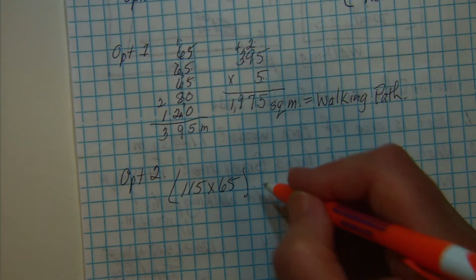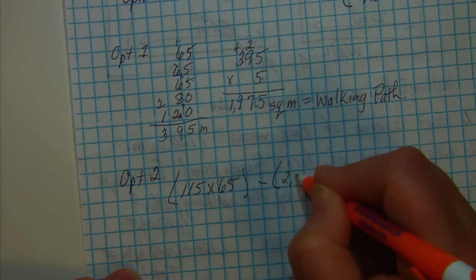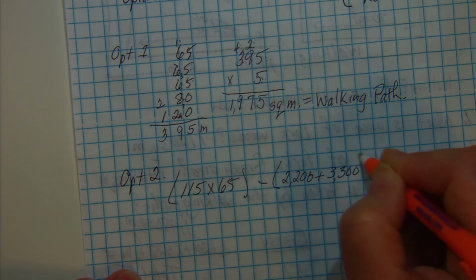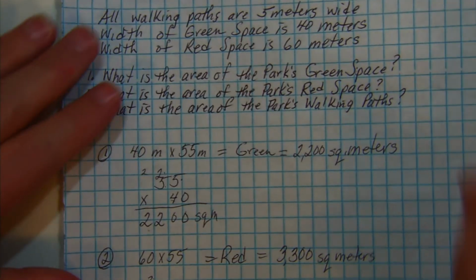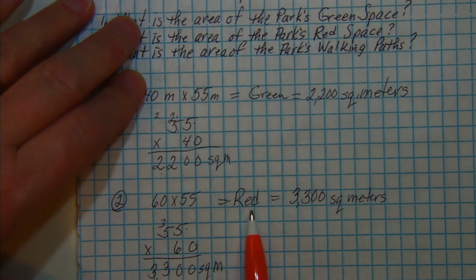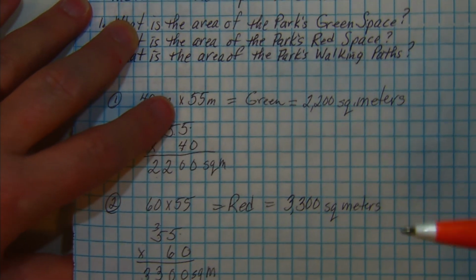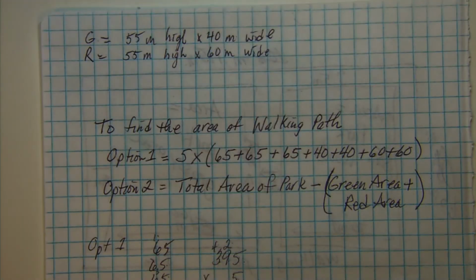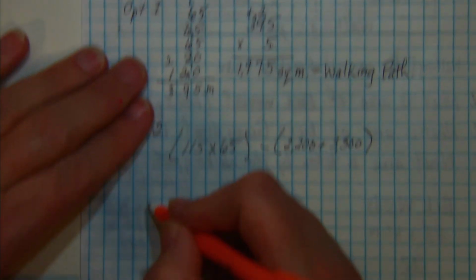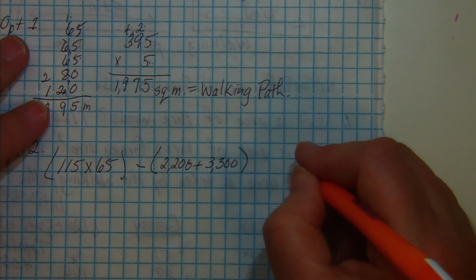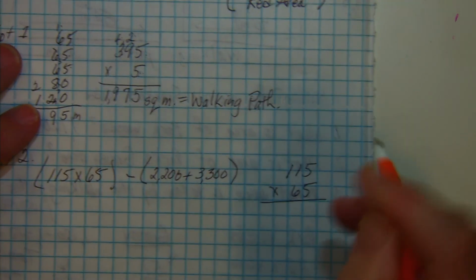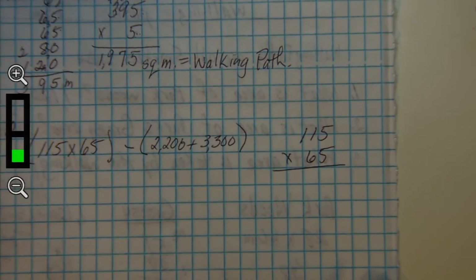All right, so let's subtract then 2,200 plus the 3,300 of, again, remember, the 2,200 is of the green space, and the 3,300 is the red. I'm going to add those two together and then subtract them from the area of the whole space. Alrighty, so 115 times 65. All right, my lovies, we're going to do standard algorithm.